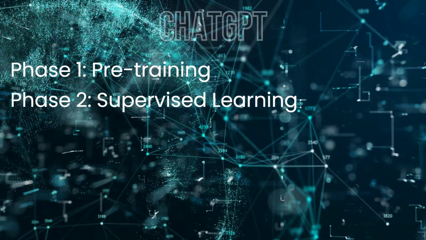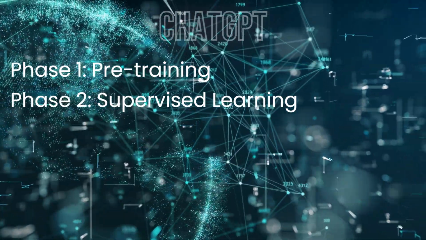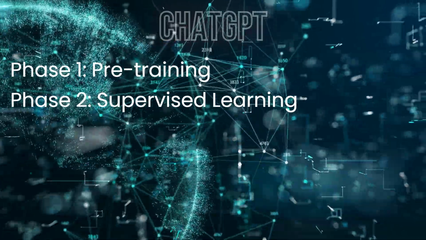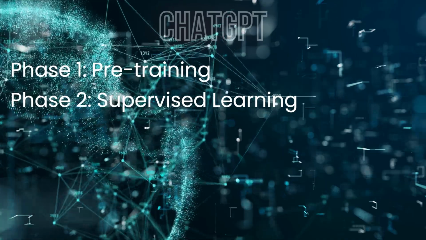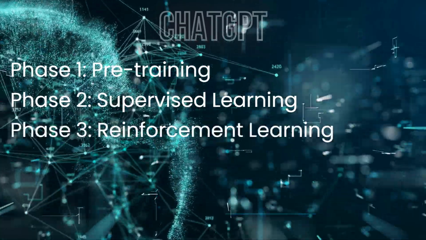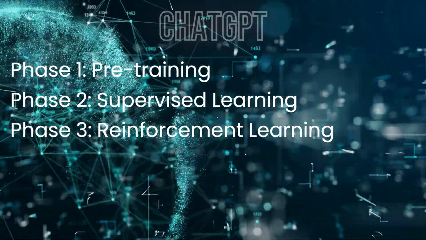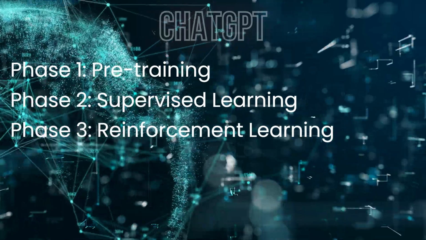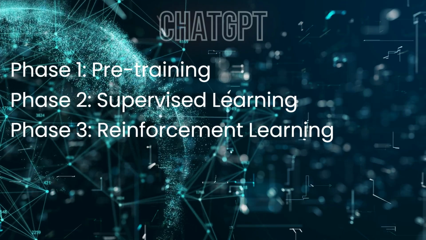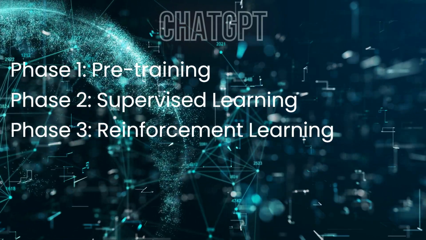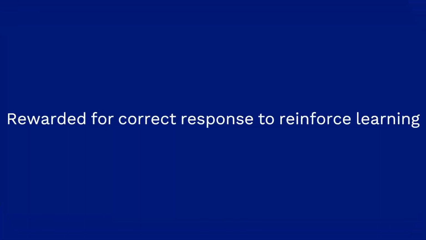Phase 2 is supervised learning or supervised fine-tuning, where the mistakes during the first phase are corrected and the correct response is provided. Phase 3 is the reinforcement learning with human feedback, where the model is asked real-world questions and it is rewarded if it provides correct response and gets punished for incorrect ones. It is rewarded for each correct response so that it remembers it in the future.